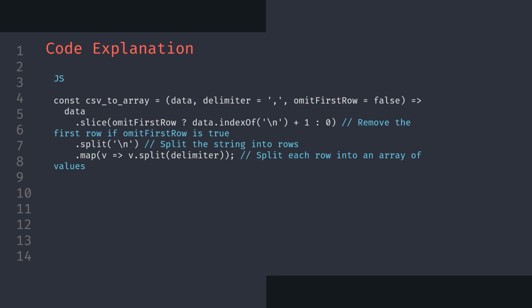Here's the JavaScript solution. Optional title row removal. If omit first row is true, we use the slice method to skip the first row of the CSV data. Row splitting. The split method breaks the CSV string into individual rows. Column splitting. For each row, split separates the values based on the specified delimiter. This concise function handles all the steps needed to convert a CSV string into a 2D array.